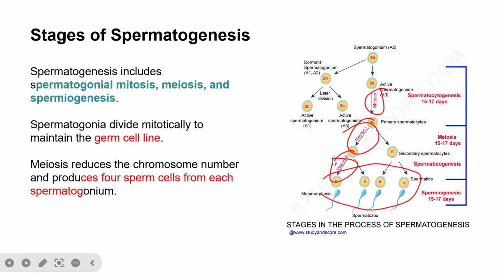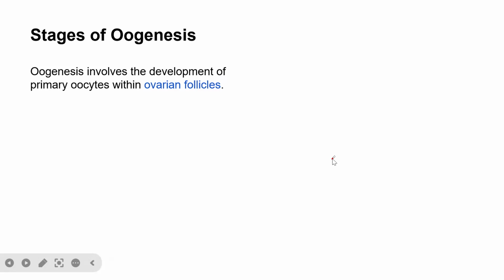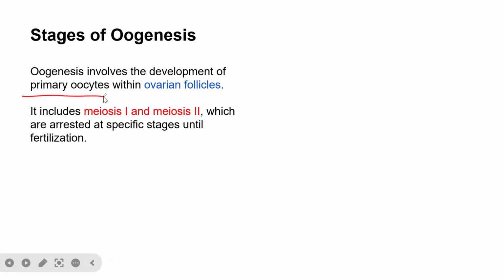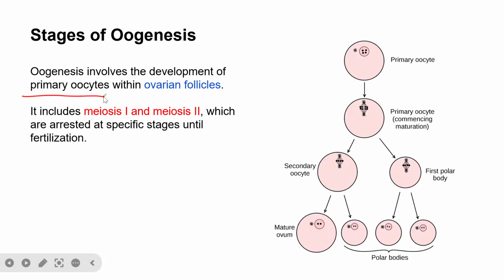Before at the end, spermatozoa or sperm cells are generated. So what are the stages of oogenesis? Oogenesis involves the development of primary oocytes within ovarian follicles. First, the primary oocytes are developed within ovarian follicles, and then it includes meiosis 1 and meiosis 2, which are arrested at specific stages until fertilization.